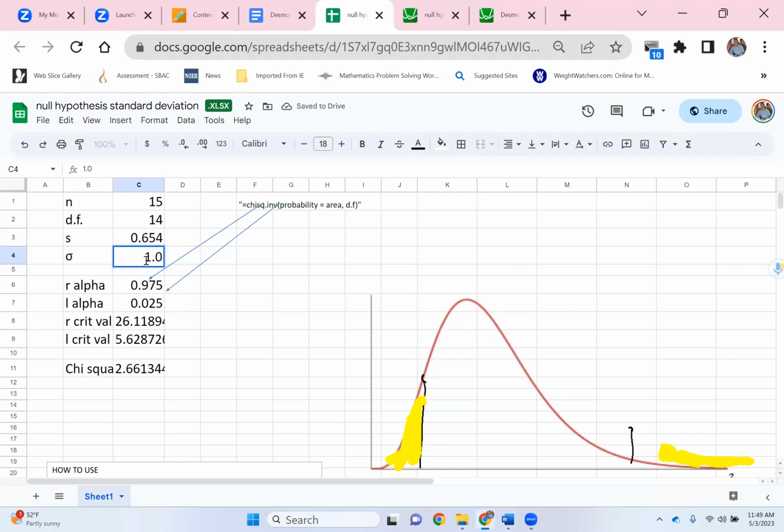Now, it's a right-tailed test with 0.05 significance. So that means the area to the left of the right partition is going to be 0.95. There's not going to be a left partition because it's only a right-tailed test. So our chi-square critical value is 23.7.